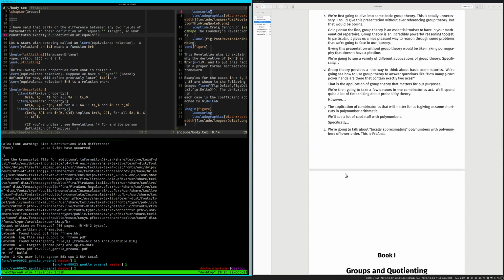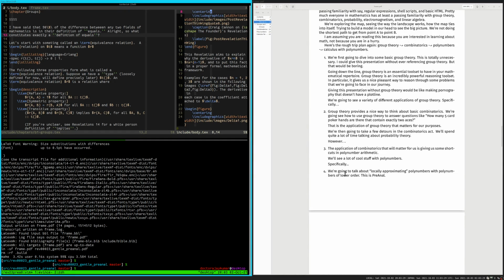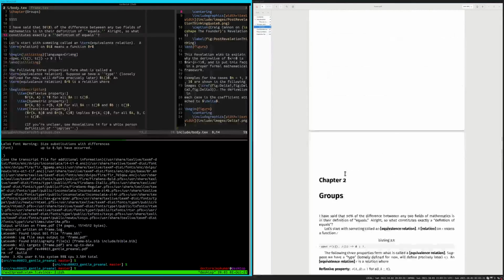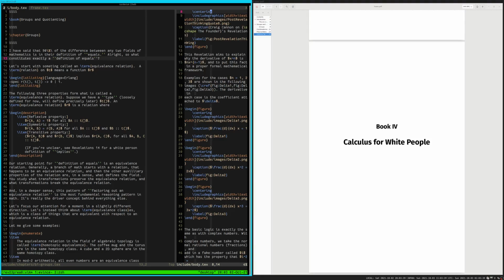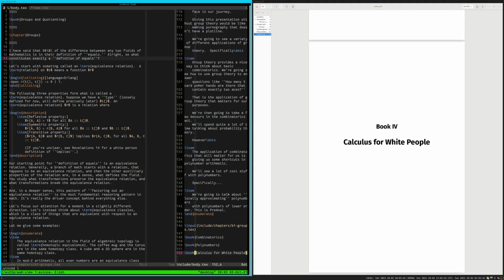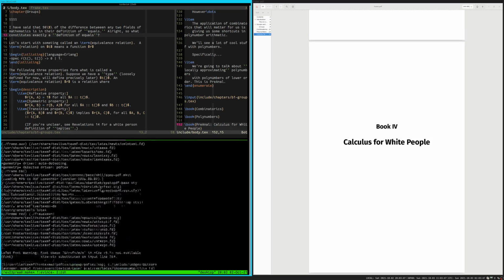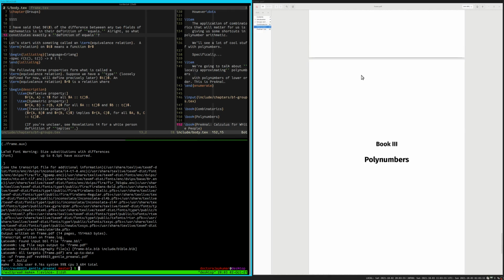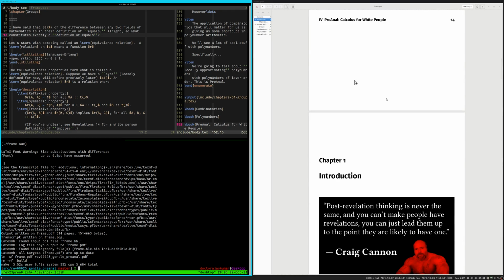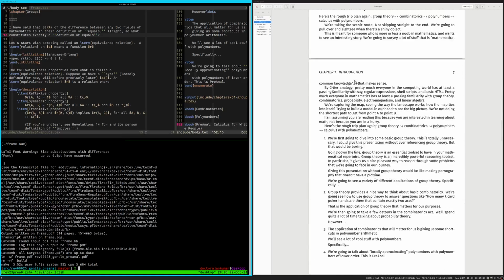Alright. There's 4 acts, I guess? I was thinking there were 5. Okay, and we'll call this QAnal. Calculus for white people. Preanal. Calculus for white people. I like this. And I'm going to try to give a lot of diagrams.